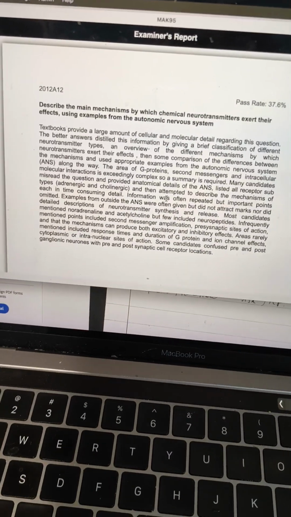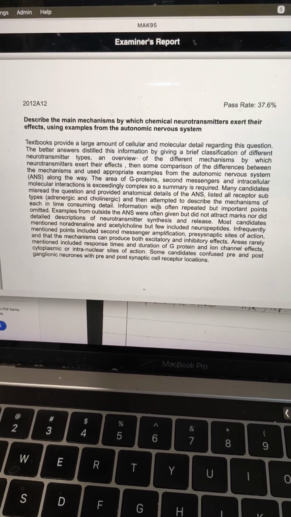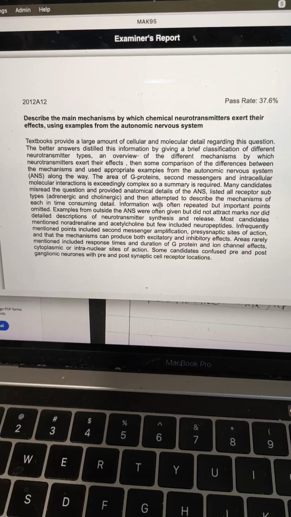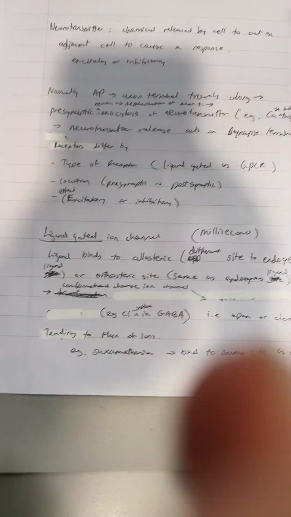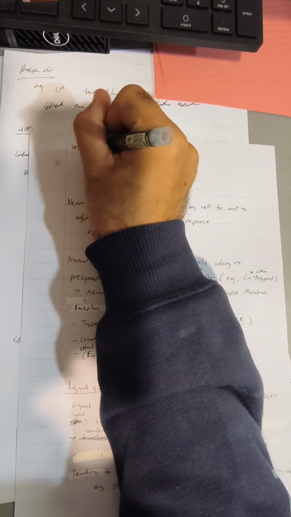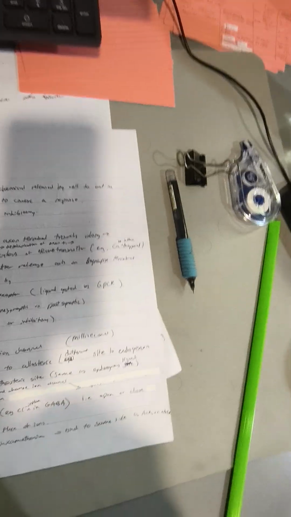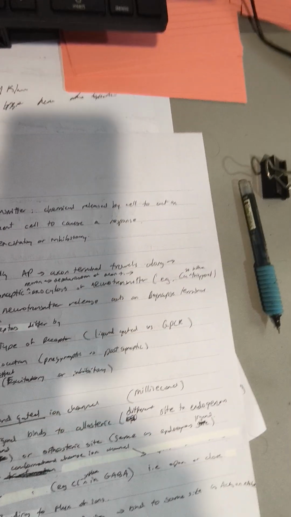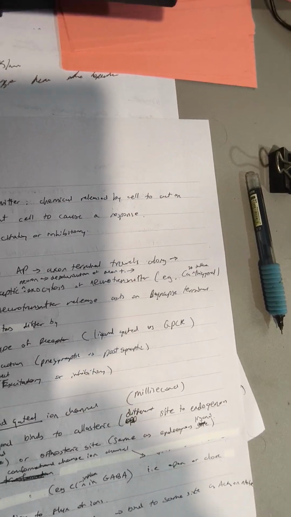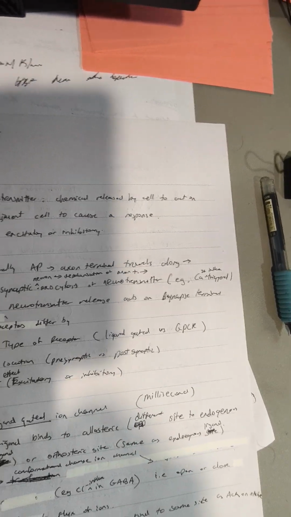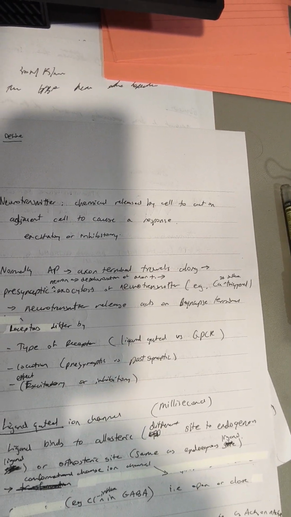The question is: describe the main mechanism by which chemical neurotransmitters exert their effects, using examples of the autonomic nervous system. So basically, you define neurotransmitter. You say it is a chemical released by the cell to act on the adjacent cell to cause a response, either excitatory or inhibitory.